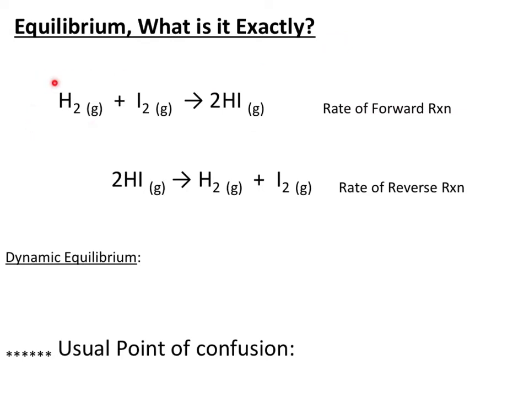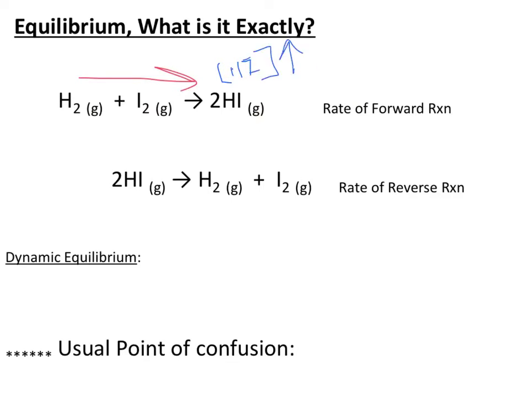I've got my hydrogen plus my iodine gas, and it's going to form 2 moles of hydrogen iodide. And this is going to be my forward reaction. So what I'm telling you here is that I'm heading in that direction. I'm going to start with initial concentrations of hydrogen and iodine, and I'm going to have no hydrogen iodide to begin with. Now, the funny thing is, as this reaction progresses, what we inherently know is that the concentration of this hydrogen iodide is going to go up.